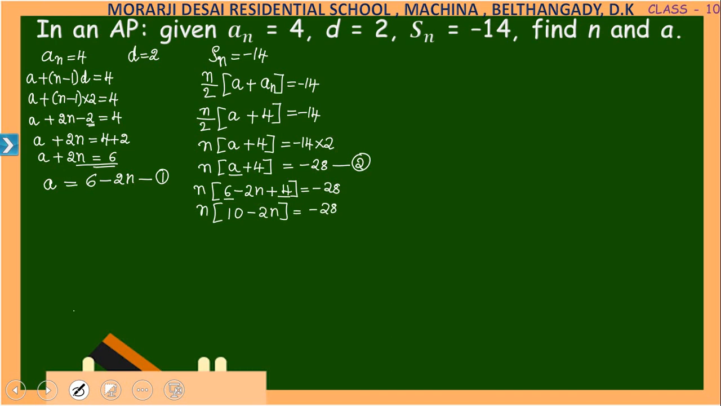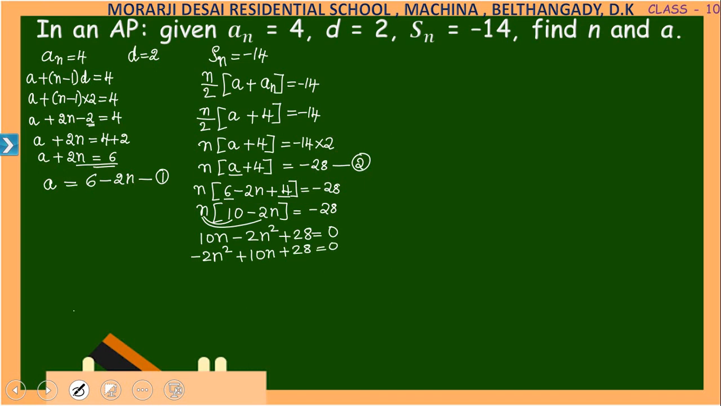Now multiply n to 10, then n to minus 2n. That is 10n minus 2n square minus 20. When it comes to the LHS, it becomes plus 28 is equal to 0. Now write in the standard form, that is minus 2n square plus 10n plus 28 is equal to 0.